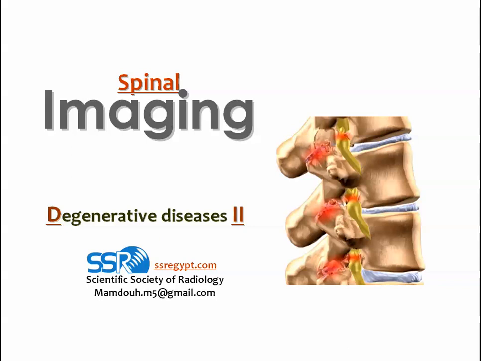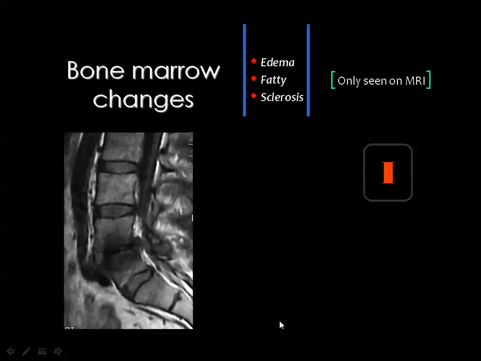Then we talked about disc lesions, and we said that there are 3 types of disc lesions: disc degeneration, disc bulge, and disc herniation. And we discriminated between bulge and herniation, and there is a step before herniation which is known as disc protrusion, and there are 2 steps after disc herniation or extrusion, and these are the disc migration and the disc sequestration.